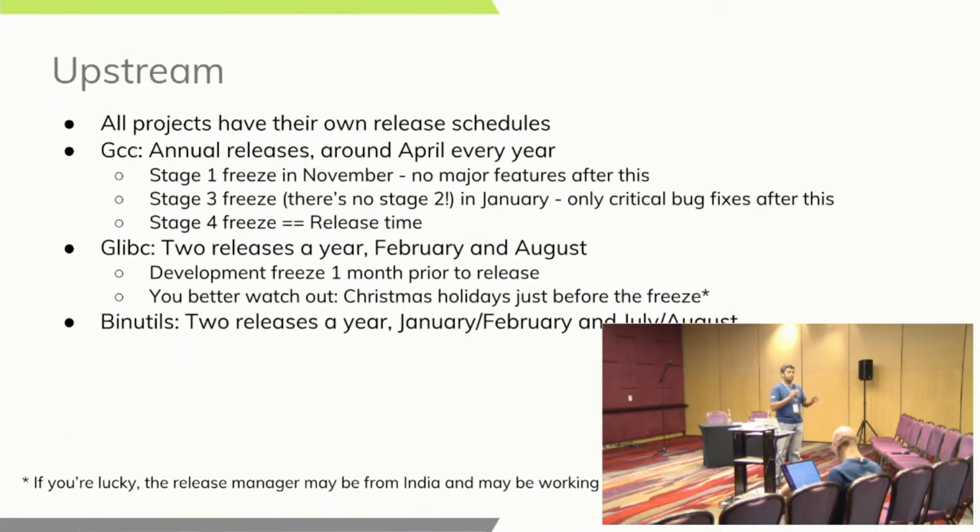glibc happens twice a year, so it's a little more frequent than GCC, and it's around February and August that the releases happen. There's a development freeze that happens a month before the release, and that gets a little tricky in the February release because the freeze happens in January, and you have Christmas holidays before that, so the freeze implicitly happens towards the end of December, and you essentially end up with a roughly 1.5 month freeze, unless you have a release manager in India who doesn't have Christmas holidays and is working through the Christmas holidays. And then you have binutils, which again has 2 releases a year, one in Jan-Feb and another in July-August.